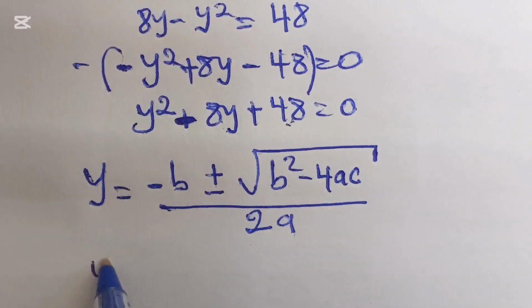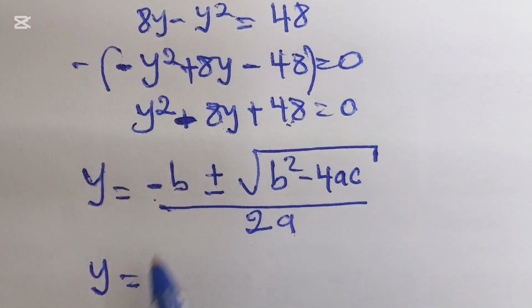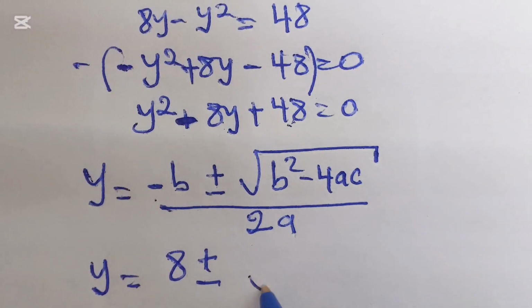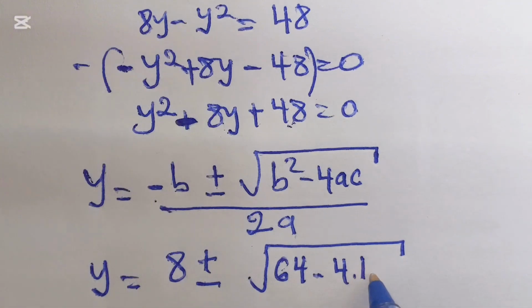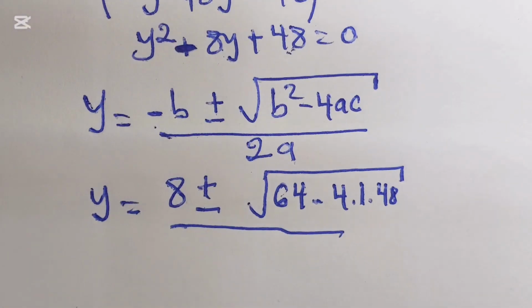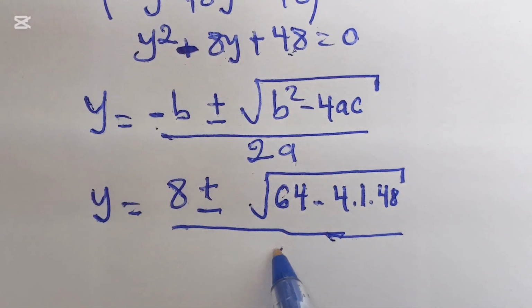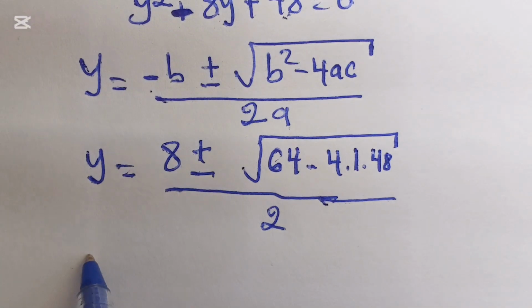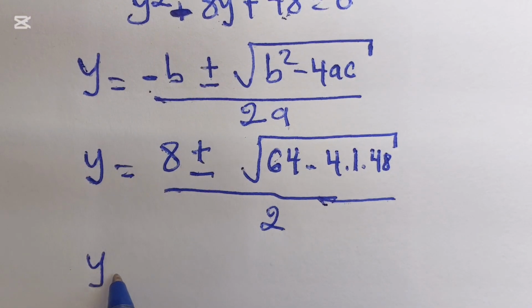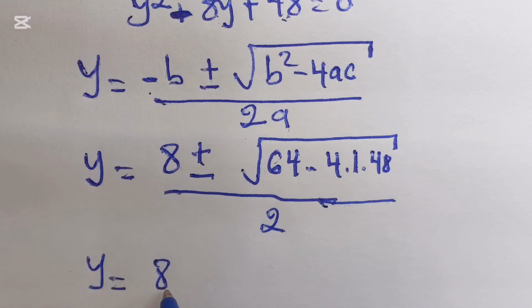Then y here will be equal to negative b, which is 8, then plus or minus the square root of 8 squared, which is 64, then minus 4 times 1 times 48, over 2, right? So y is equal to 8 plus or minus the square root of 64 minus 4 times 48.